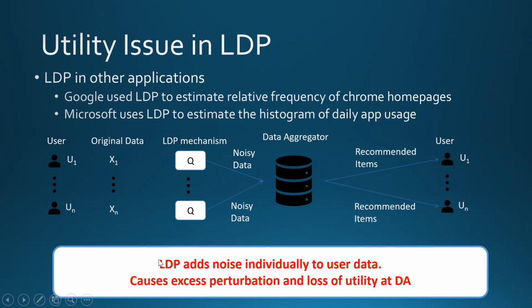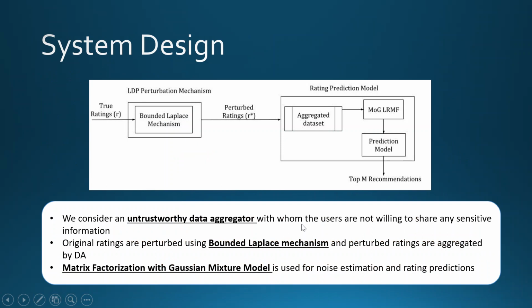When you add noise individually to user data, it causes a lot of perturbation, which in the end will result in loss of utility at the data aggregator. So in our paper, we are trying to propose a system which will protect the privacy of the users and, at the same time, also give some utility to the data aggregator.